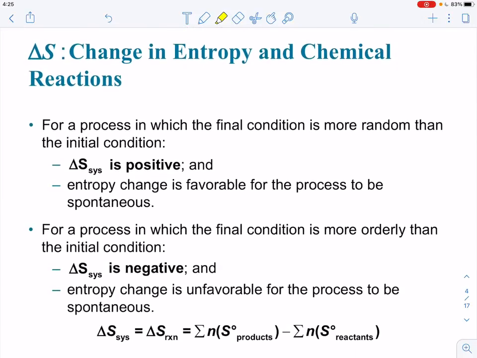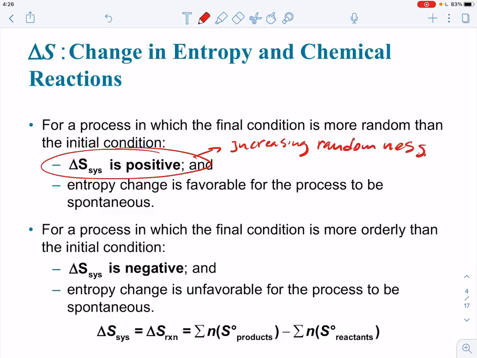So, remember, entropy has to do with randomness. And anything that increases the randomness of any system will be favorable, meaning that it's going to tend to be a spontaneous process. So that's why, in this case, if the entropy of this thing is positive, you are increasing randomness.